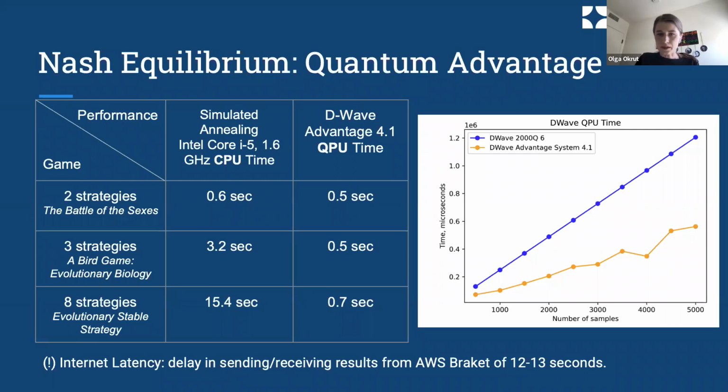The interesting result is that the QPU time for all numbers of strategies remains under a second. And we anticipate to see the same QPU time for games that require up to 100 logical variables. However, to our tiny disappointment, we have to admit that we observed a delay from AWS Braket of around 12 or 13 seconds. This delay is mainly caused by sending data to AWS and then receiving back the results.